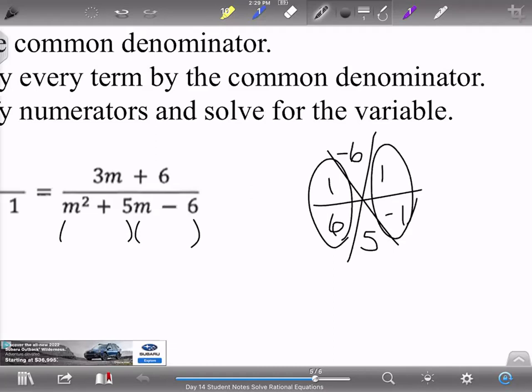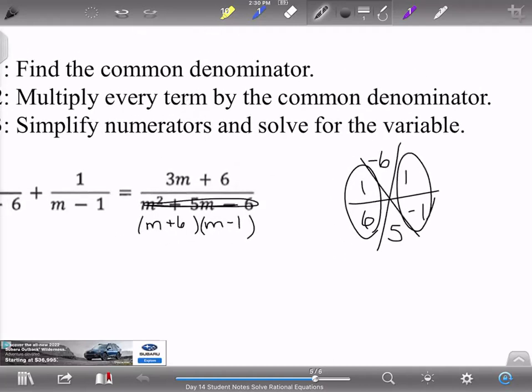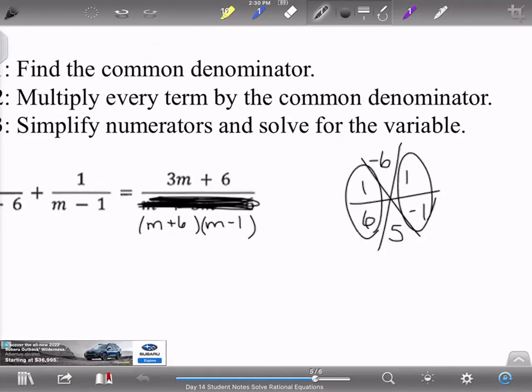So we're going to use factors x plus 6 and x minus 1. Or m, I guess, in this case. So m plus 6, m minus 1. And again, we can get rid of this denominator here because we replaced it with its factored form.